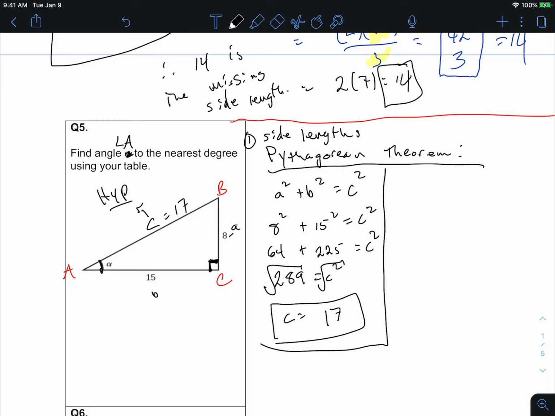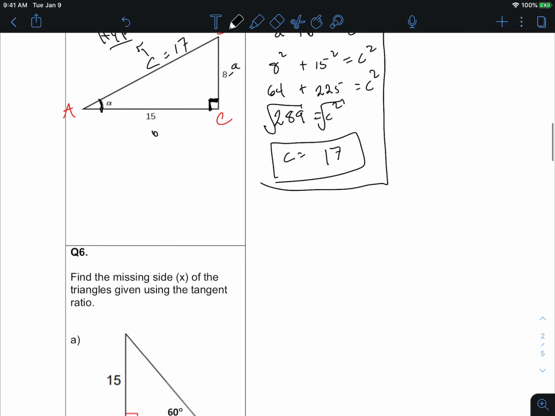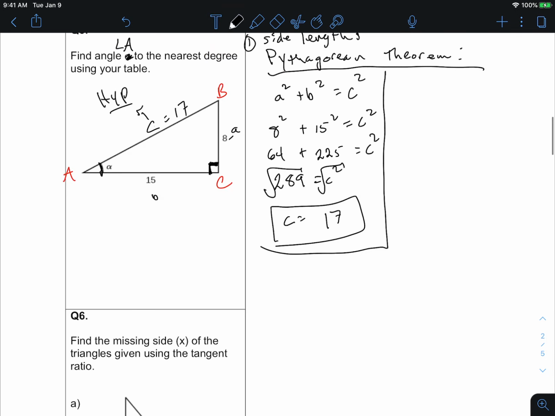I should probably write this down. So you have two different things that you can use. That Pythagorean Theorem is only for side lengths. You can't use it for anything else. You can't use it to solve for angles because it doesn't make sense. You only have places to plug in side lengths, so you can only solve for side lengths. The next one I'm going to show you is an extension of this question.